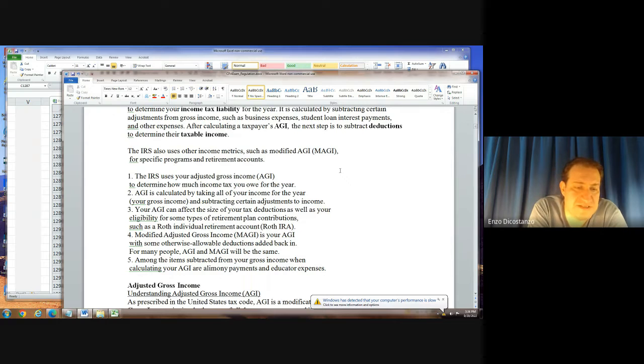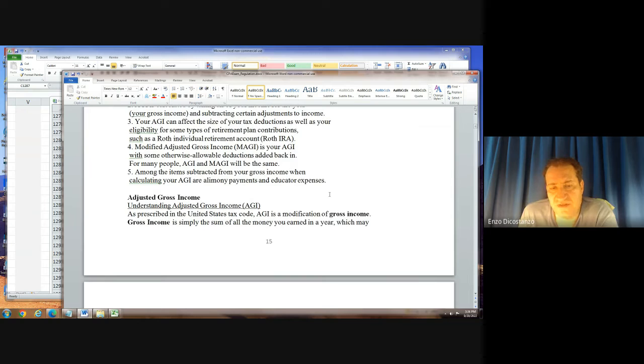Modified, I looked this up the other night. The modified, it's extensive, so I don't know if we're going to cover it in our course. It's not really a tax course, okay? But the modified adjusted gross income is the AGI with some otherwise allowable deductions added back in. For many people, these could be the same number. AGI and MAGI could be the same. And among the items subtracted from the gross income when calculating your AGI are alimony payments and educator expenses. Okay, so there are other pieces to the puzzle with this.